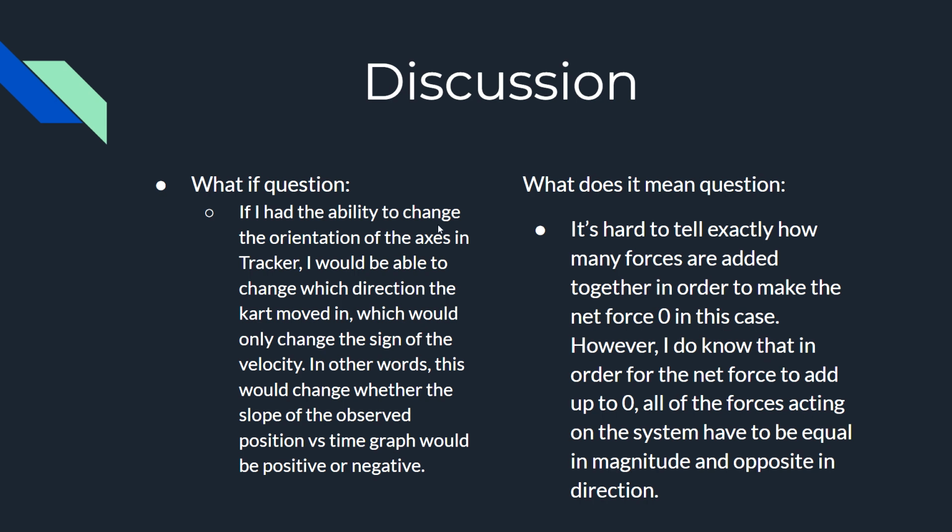Conclusion: when an object moves at a constant velocity, the slope of the position-time graph is constant, meaning it has a constant slope, or a constant velocity. The acceleration of that object is zero, and the net force on that object is zero, as you can see from Newton's second law in the equation.